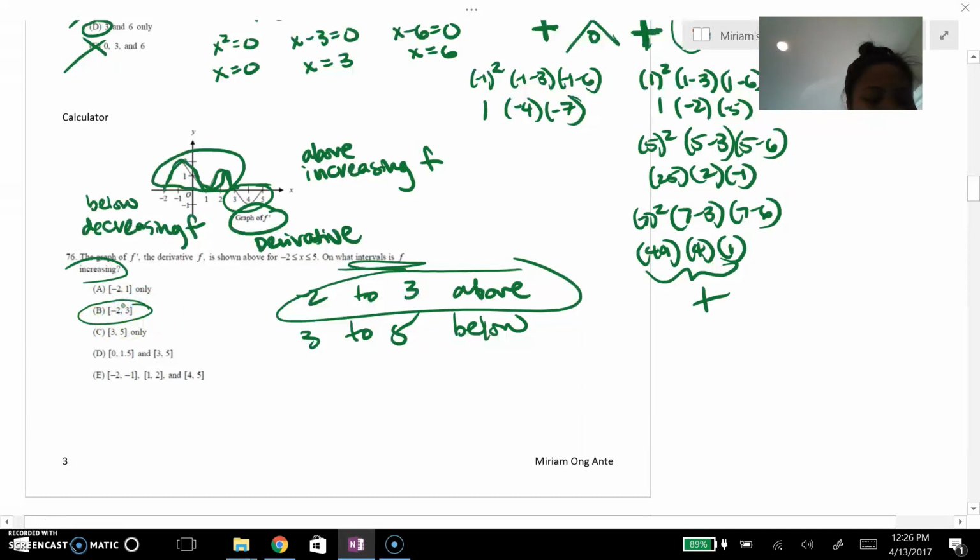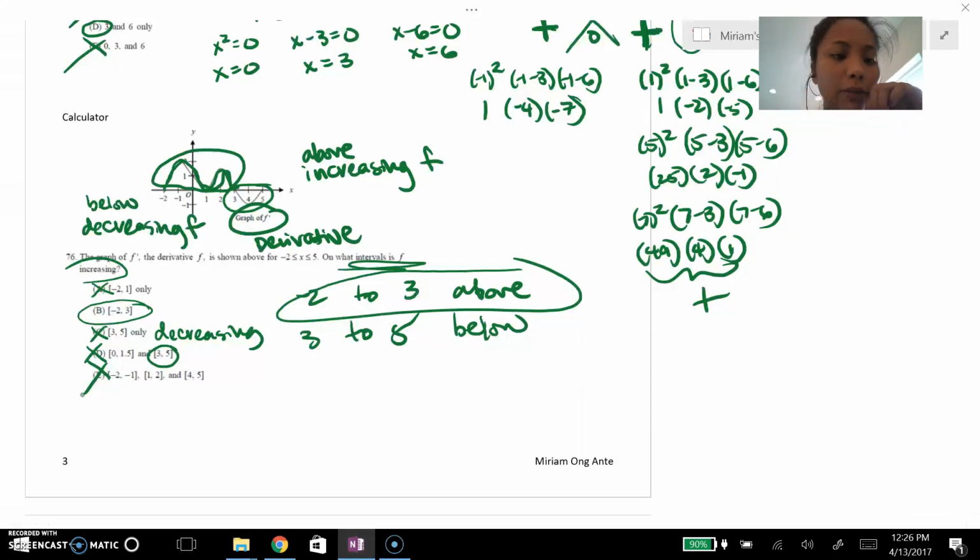Right here. And you can check the other intervals. It's not going to make sense. -2 to 1 is incomplete. 3 to 5 we know is decreasing. So that doesn't even answer the problem. 0 to 1.5 and 3 to 5. Well, 3 to 5 we know is decreasing. Okay, so when you're answering problems like this, remember to annotate the problem. Write as much information as you can that you know, that you remember.